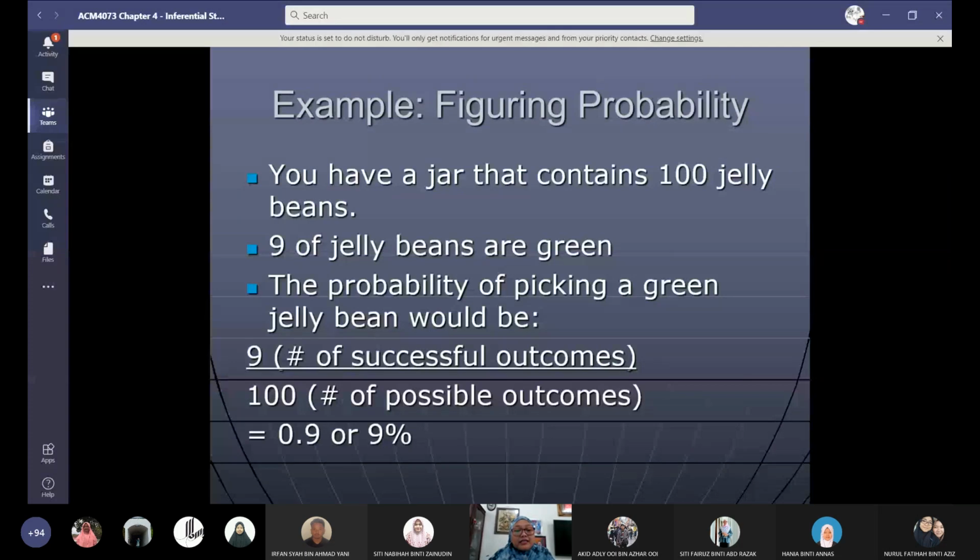So here is 9%. 0.9 is 9%. So one is 100%. But usually when we divide, let's try, let's say 90 jelly beans, 90 divided into 100. So there's a miscalculation here. 9 divided into 100 is 0.09.